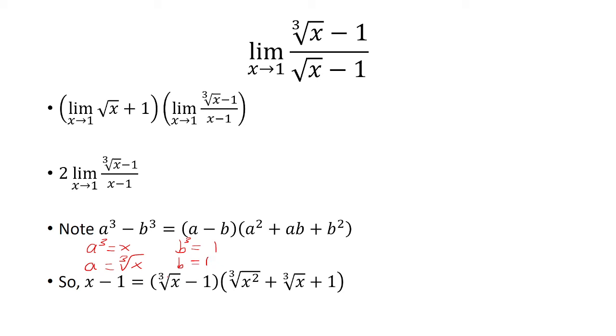Okay, so then I'm just going to plug it into that formula. So x minus 1 will be the cube root of x minus 1 times cube root of x squared plus cube root of x plus 1. And so this whole expression is going to go in place of x minus 1.